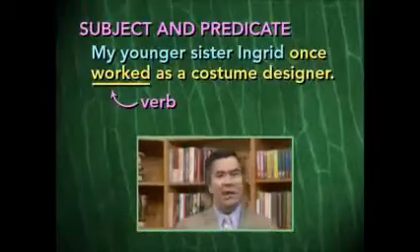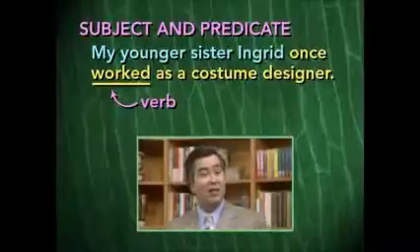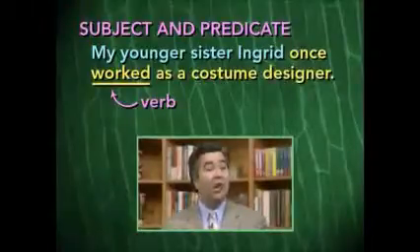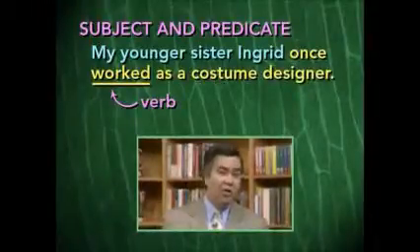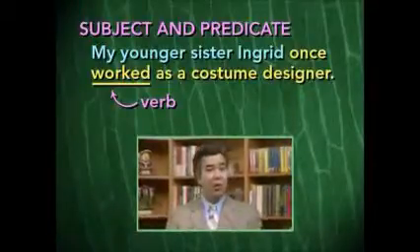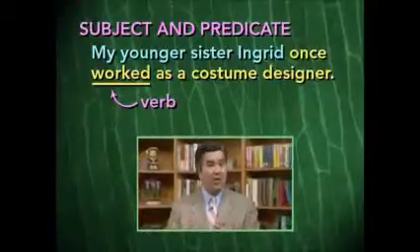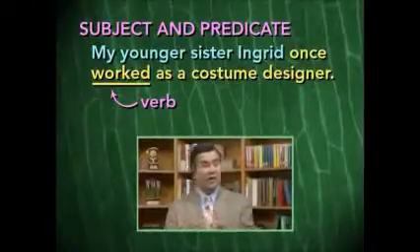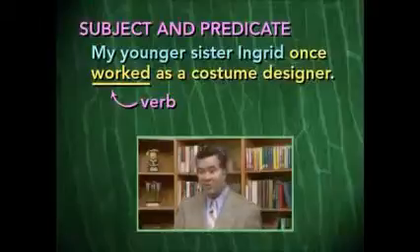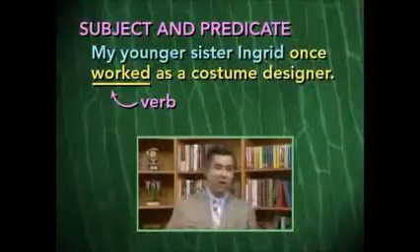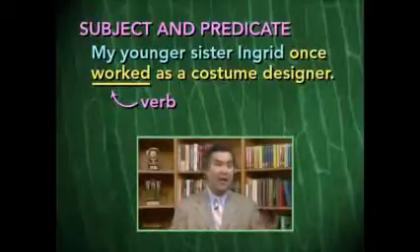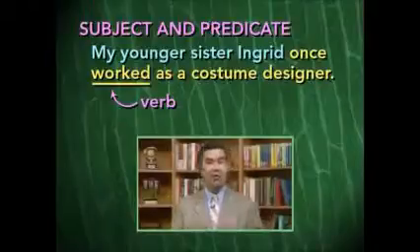at one time in the past. And the words, as a costume designer, give us more information about exactly how she worked, what kind of job she worked at. So all the other words in the predicate are there to give us more information about what Ingrid did. But the word worked is the most important word. It's the verb. So the heart of this sentence is the subject and the predicate, and in particular, the one-word simple subject and the verb. Ingrid worked. And all the other words in the subject and the predicate are there to give us more information about how and when and at what Ingrid worked.